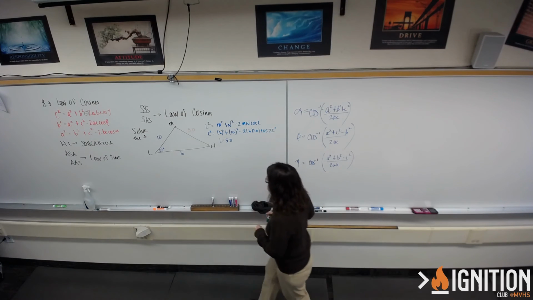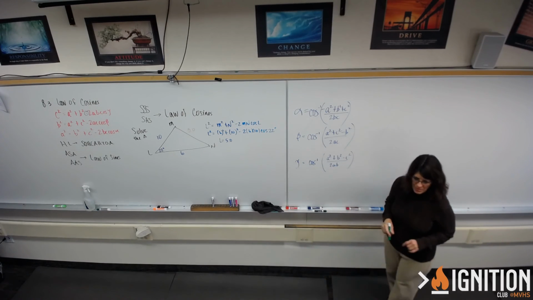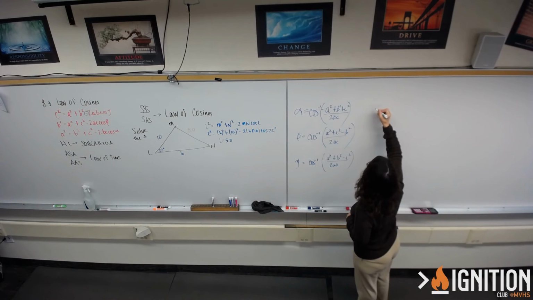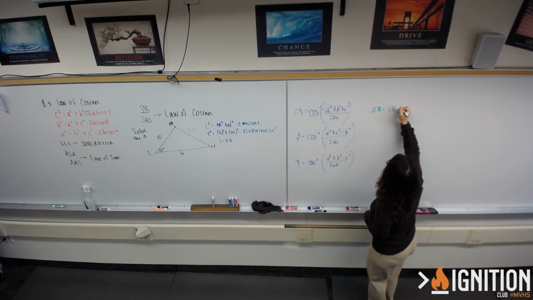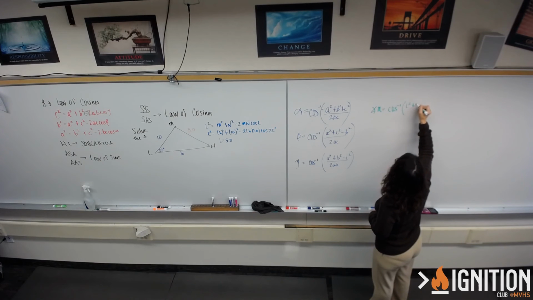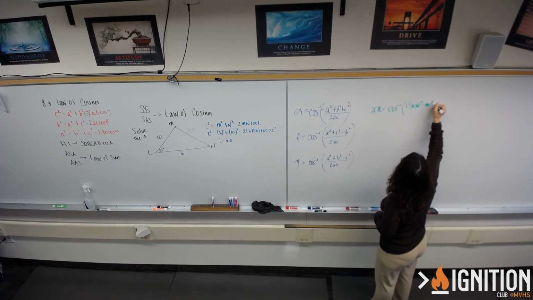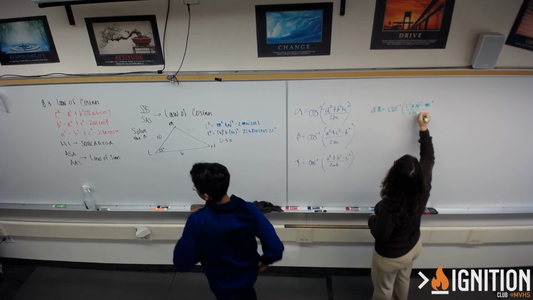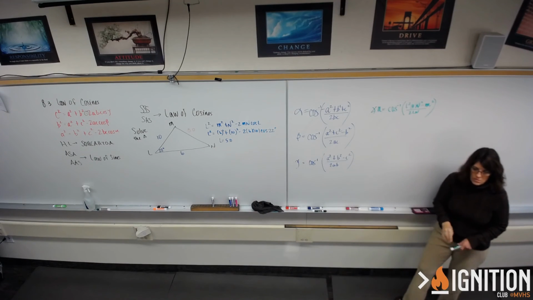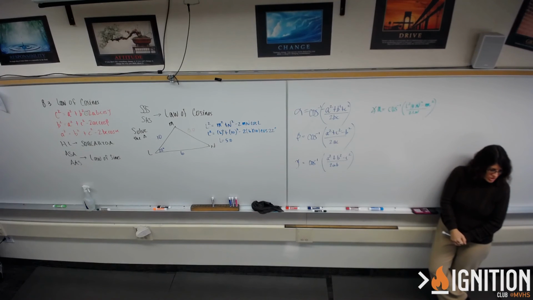So what are we finding? M? Is that what we decided we were going to find? Yeah. Okay, so angle M is equal to the inverse cosine of l squared plus n squared minus m squared over 2ln. And then you divide it. A lot of you already did it. What'd you get for M?